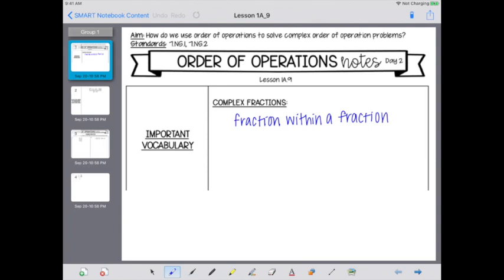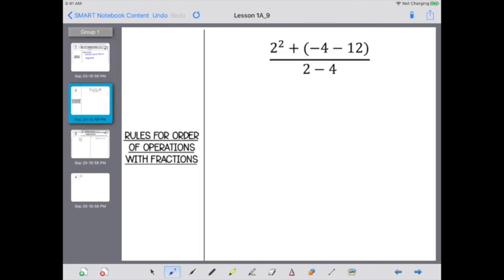When you have a complex fraction, it's basically saying that it is a complicated fraction. Now, how can we solve complex fractions?